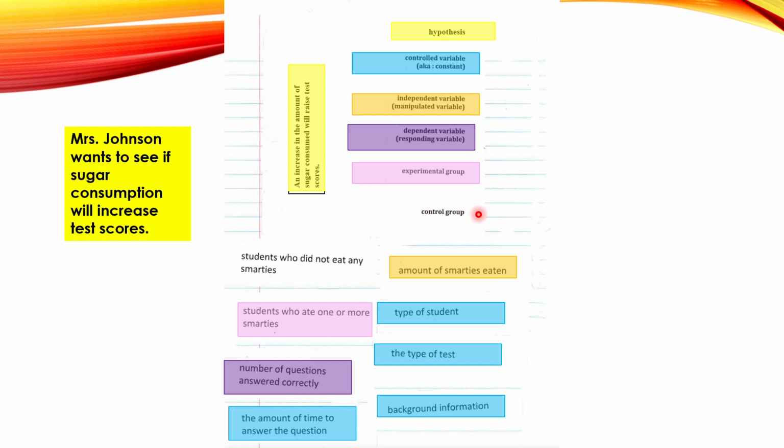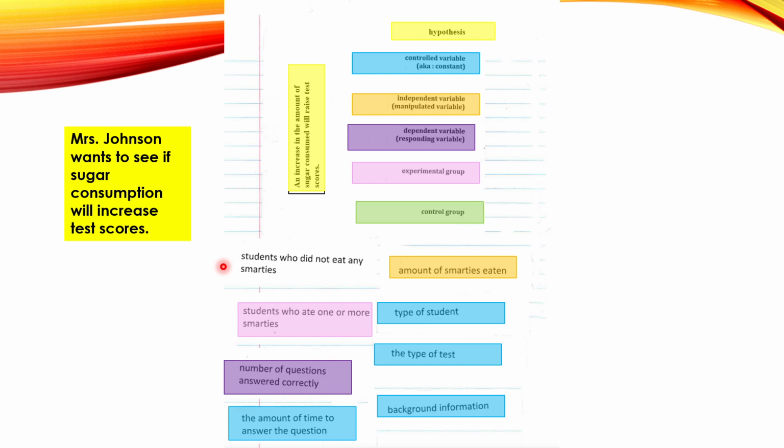Control group is a group of individuals that are part of the experiment. However, they don't get the independent variable. So students who ate Smarties are part of the experimental group. That's who I'm experimenting on. Students who didn't get any Smarties are part of the control group.